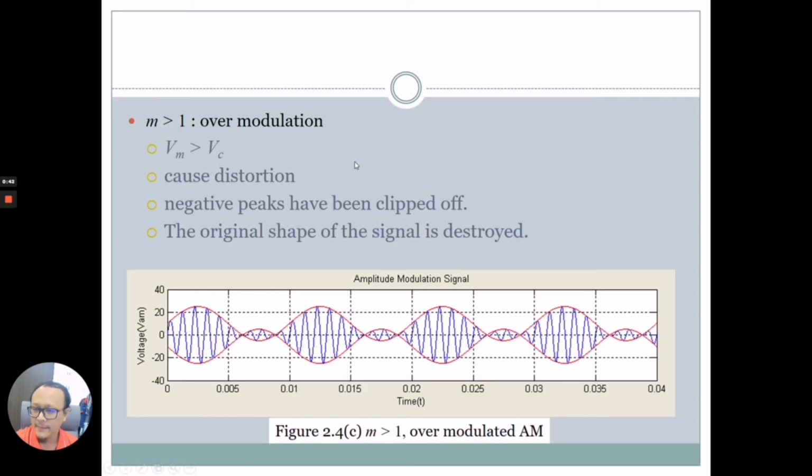How about modulation index higher than 1, which is over modulation? In this case, Vm is larger than Vc. This will cause distortion and produce a negative peak. The negative peak has been clipped off, so the original shape of the signal is destroyed. What's the meaning of negative peak? Here, the upper band is going to the negative side, and the original shape of the signal is destroyed.